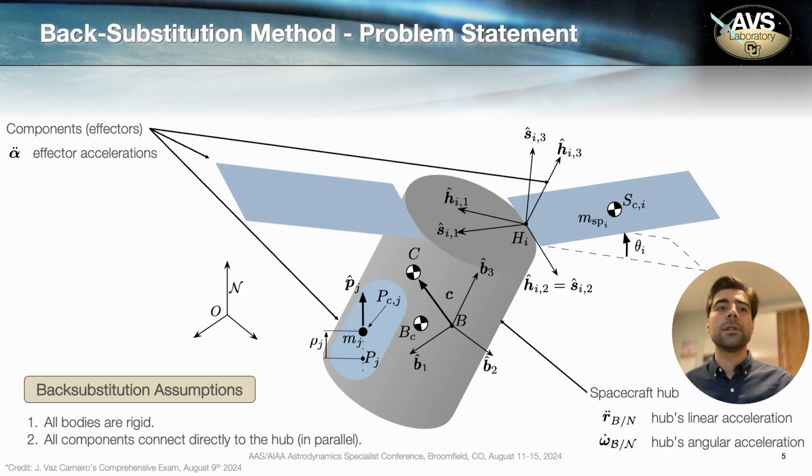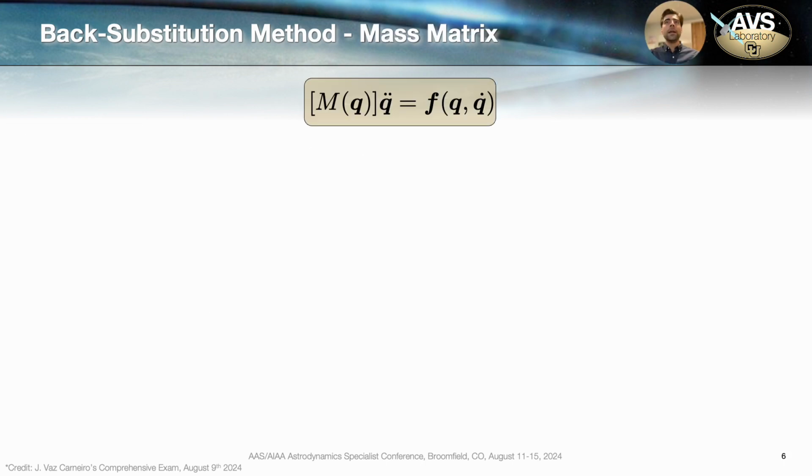And then the second assumption that we're making here is that all the components are connected directly to this central hub, in other words, in parallel, which, as we just showed on the last slide, is no longer an assumption we want to be making, so we need to back this assumption out of the back substitution method. To get a better understanding of how we're doing that, we'll take a quick look at why it's been previously important that we consider all of our components to be attached in parallel.